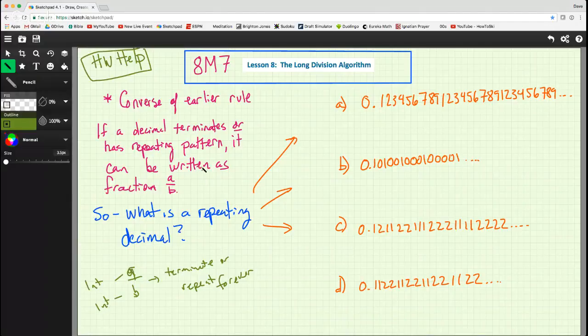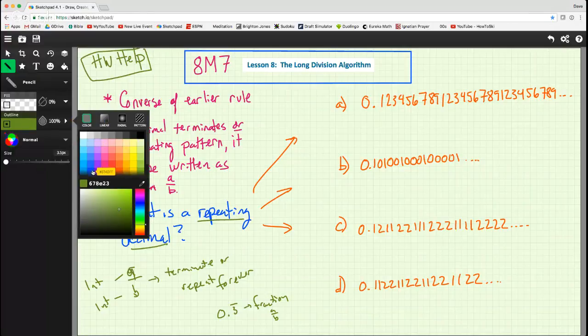The other key piece is if a decimal terminates or it has a repeating pattern, it can be written as a fraction A over B. So again, 0.3 with the bar over it, I know can be written as a fraction A over B because it has a repeating pattern of digits. So what is a repeating decimal? They're going to try to trick you in some of the homework, or maybe not trick you, but really make sure you understand what a repeating pattern is with their examples. So let's look at these examples.